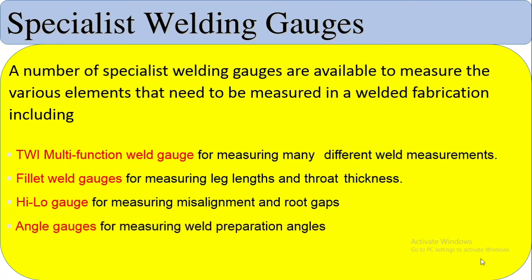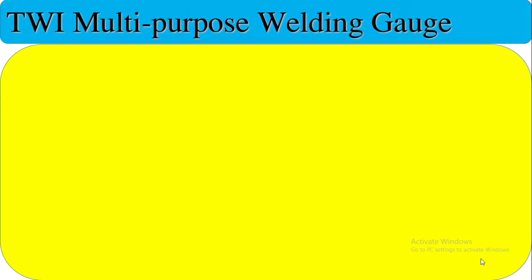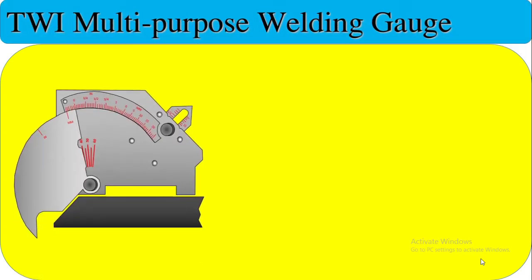Angle gauges for measuring weld preparation angle. Definitely you also require this. Angle gauges for measuring weld preparation angles, you can get from the TWI multifunction weld gauges. From that one you can see the angle gauges, meaning bevel preparation, how many angles are there. So the TWI multipurpose welding gauges, one by one I will show you how you have to check.